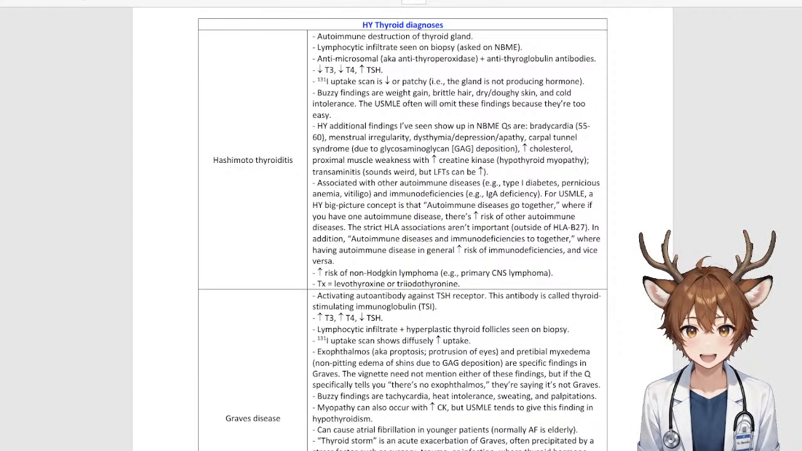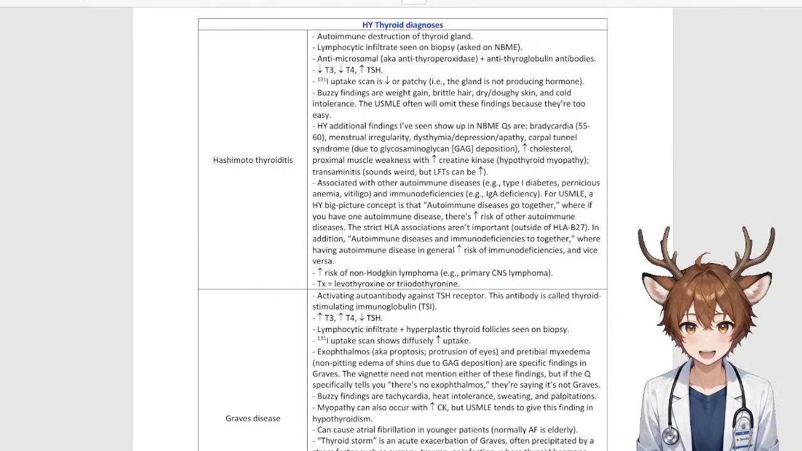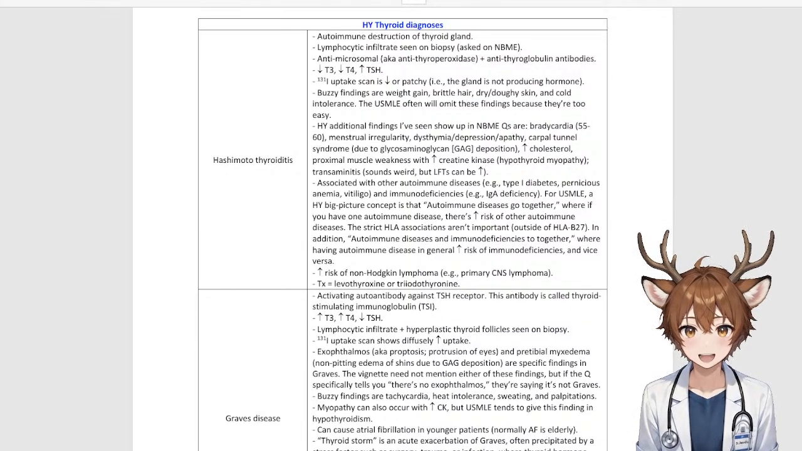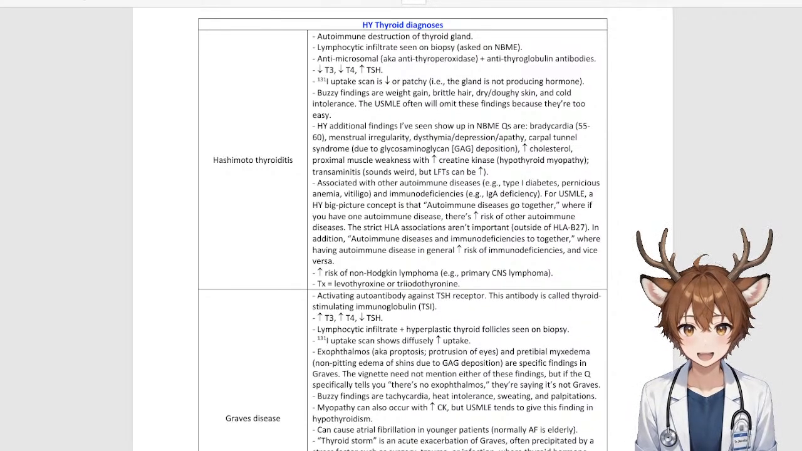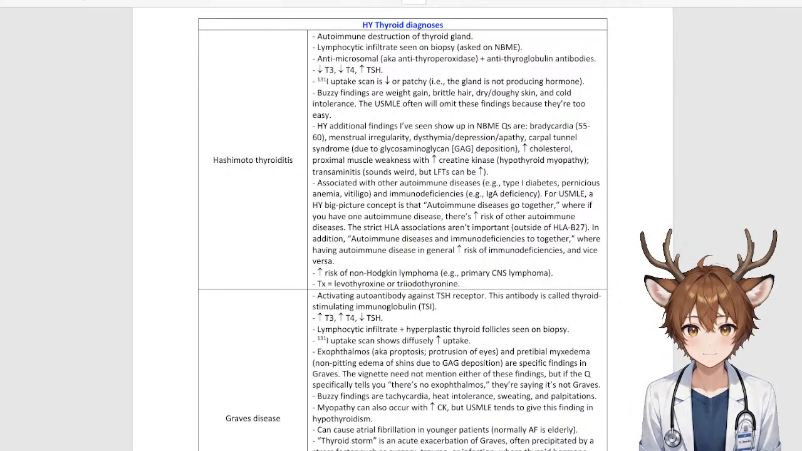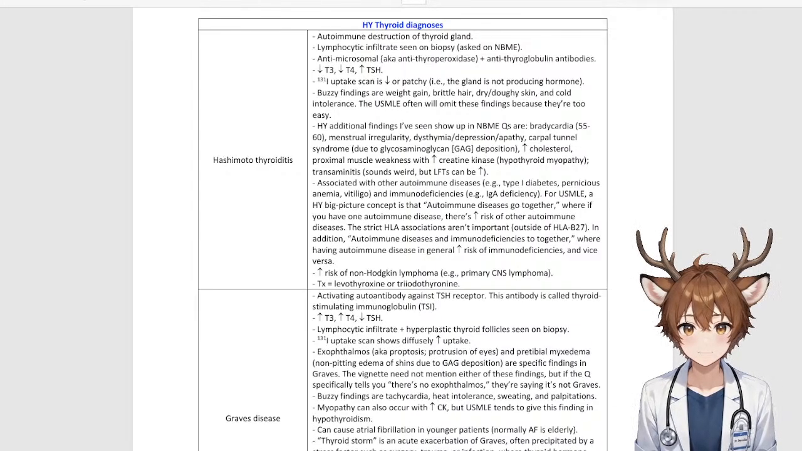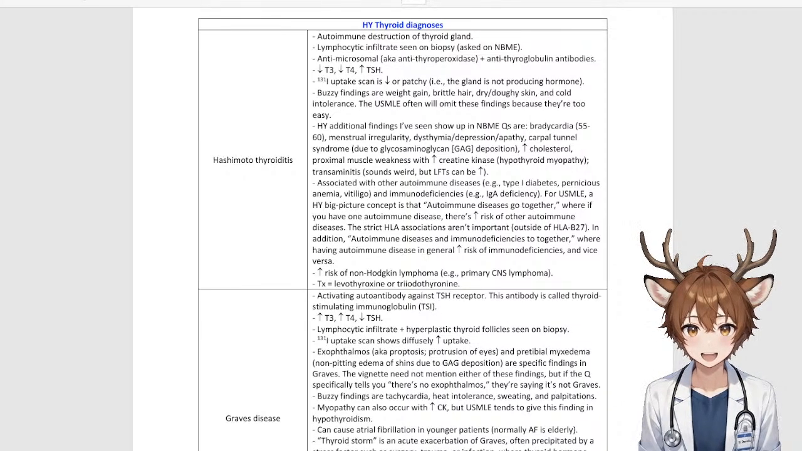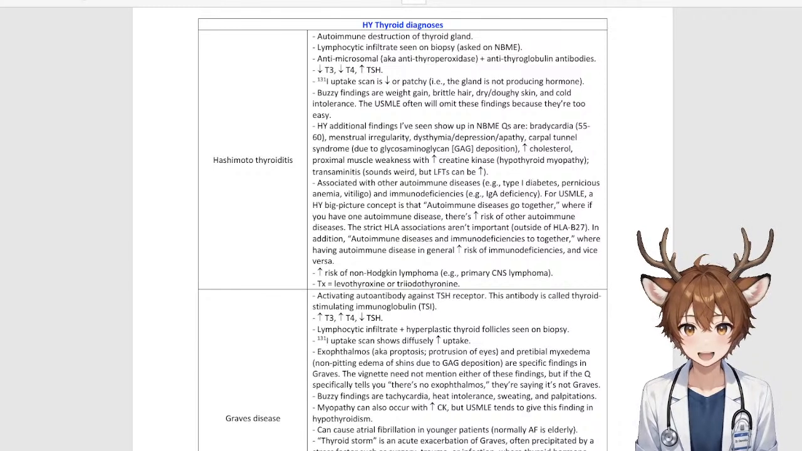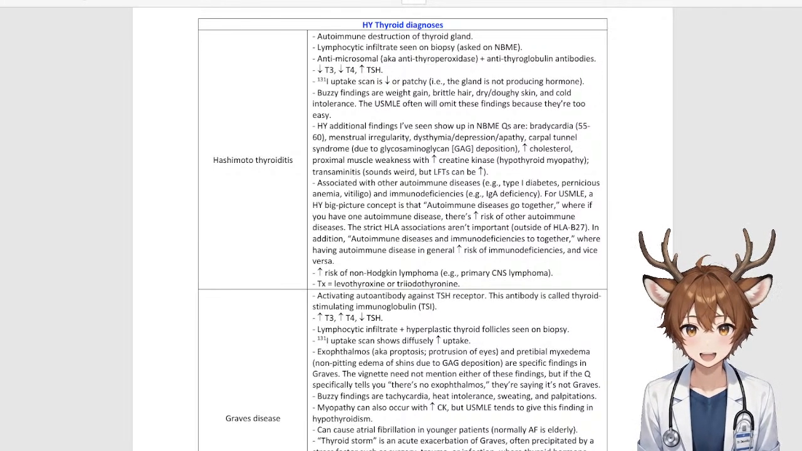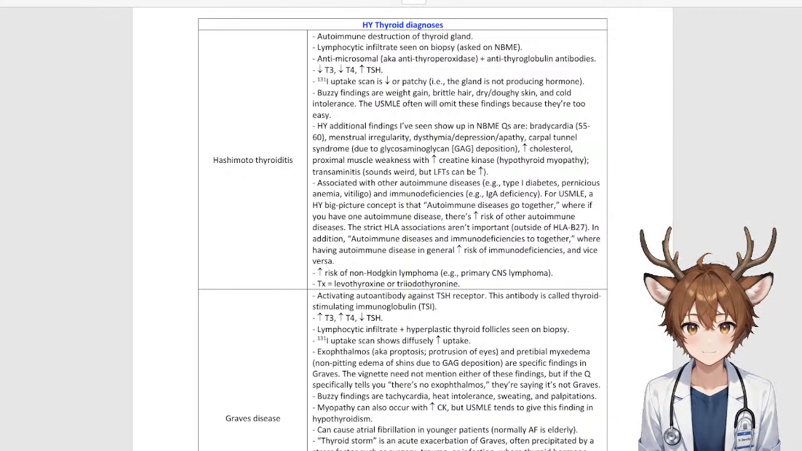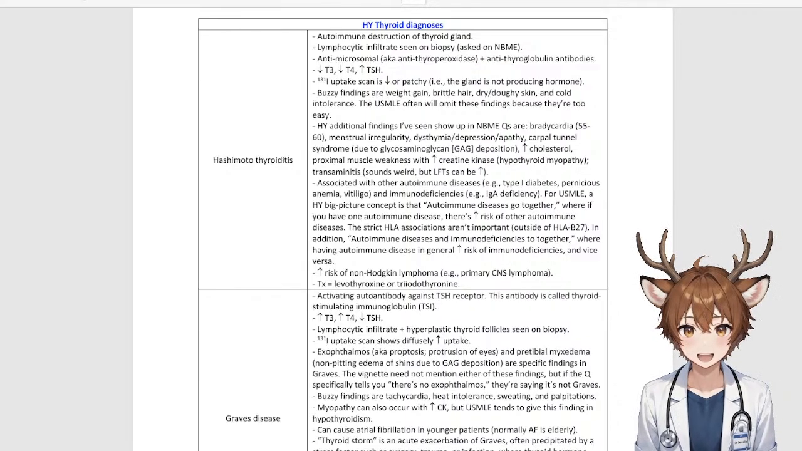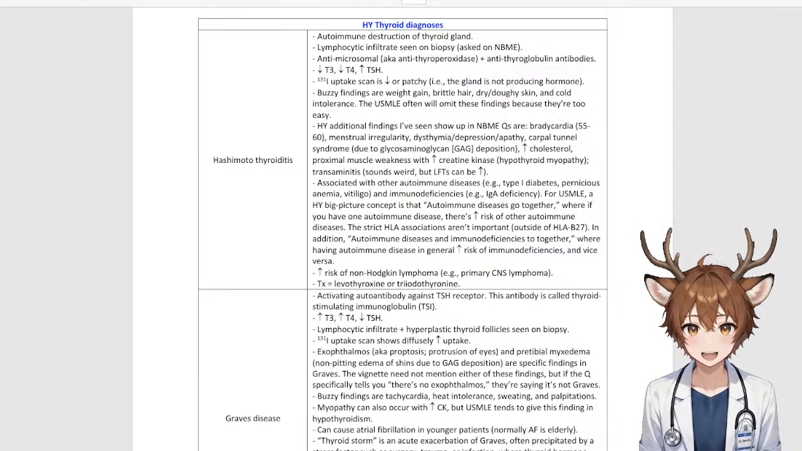Hashimoto thyroid. I probably will split it up, but so, high-yield thyroid diagnoses. Hashimoto thyroiditis: autoimmune destruction of the thyroid gland, lymphocytic infiltrate seen on biopsy, asked on the MBME. Antimicrosomal, aka anti-thyroid peroxidase, plus antithyroglobulin antibodies, decrease in T3, decrease in T4, elevated TSH. 131 iodine uptake scan is decreased or patchy, that is to say the gland is not producing hormone.